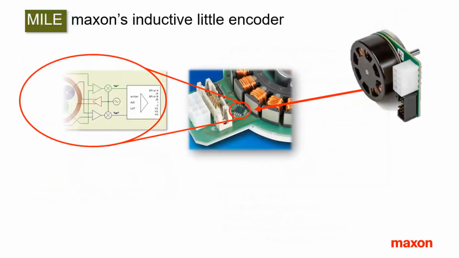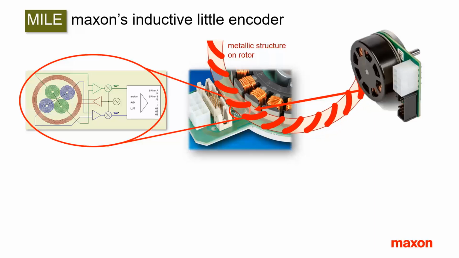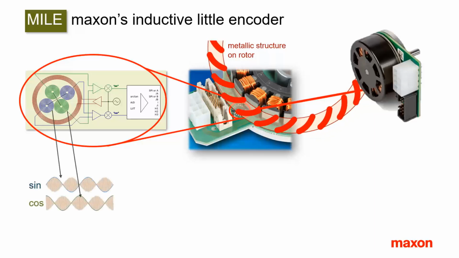The MILE is the perfect encoder to be integrated into flat motors. It contains all the electronics, including line driver, in one tiny chip. The MILE is based on an inductive principle. A high-frequency signal is transmitted onto two pairs of pickup coils. The transmission is modulated by a multiple metallic structure on the rotor. Each section of the metallic target induces sine and cosine modulated signals in the pickup coils. An arctangent operation gives the rotor angle.